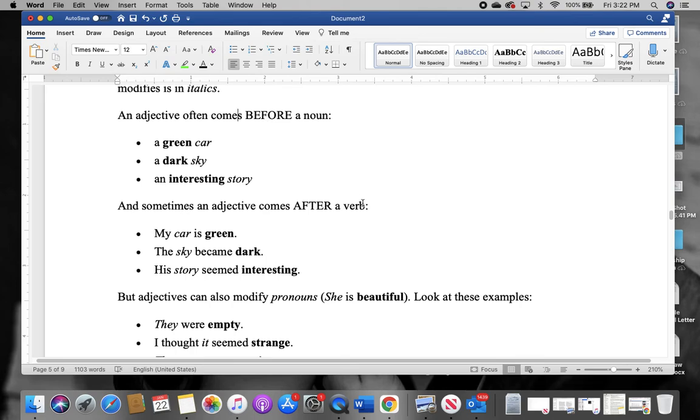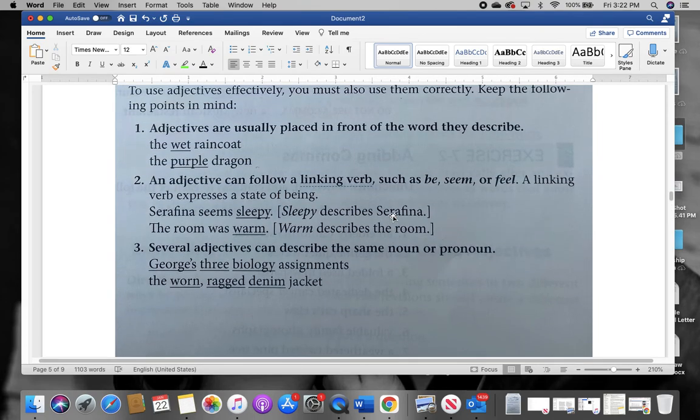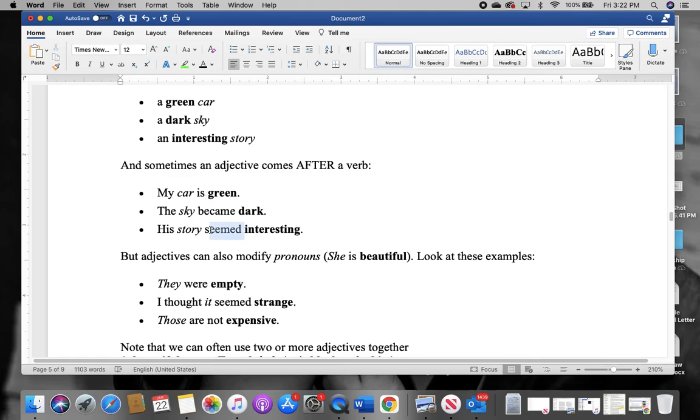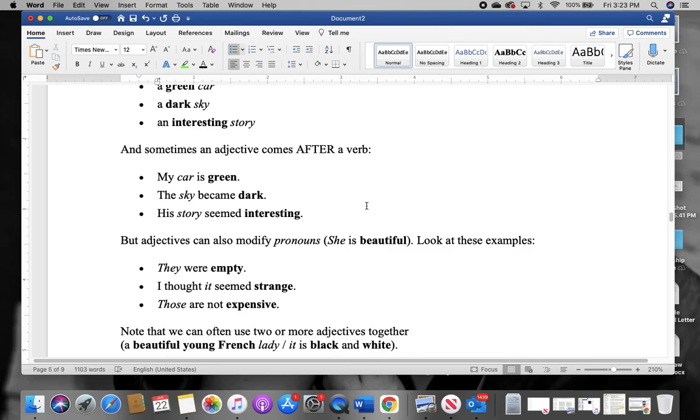So before a noun or after a verb, and that's like what it was up here, right after that linking verb. You can see that is and became are both from the to be verb, and seemed too. These are all linking verbs because they are all verbs that show a state of being. So my car is green, the sky became dark, or his story seemed interesting. Green, dark, and interesting are all after linking verbs there.